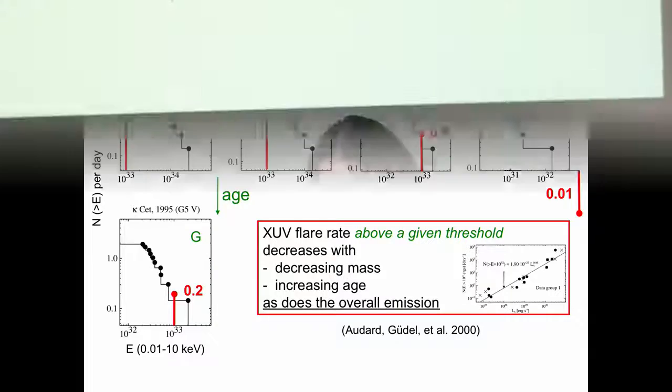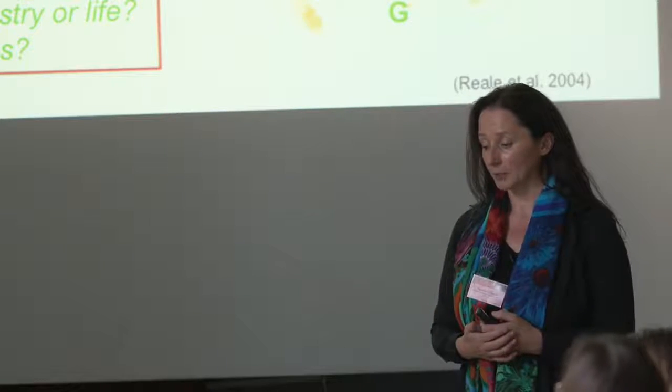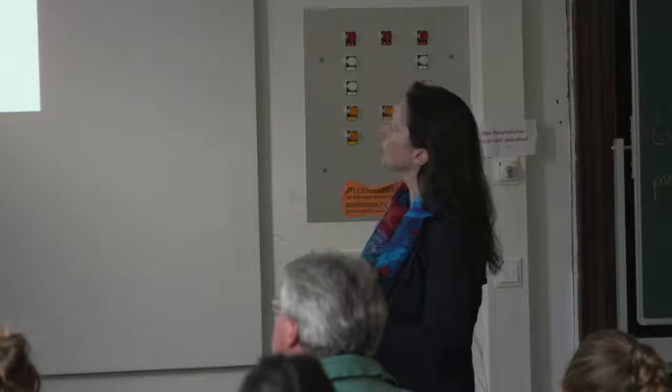So solar type stars, young solar type stars in particular, are flaring more than M-dwarfs. But what might be an effect that could be important when talking about habitability is the contrast of the flares on an M-dwarf surface. The stars are much smaller, so in relation the flares stand out more, they show a higher relative amplitude if you compare them to solar type stars.